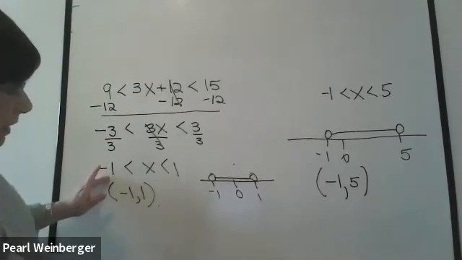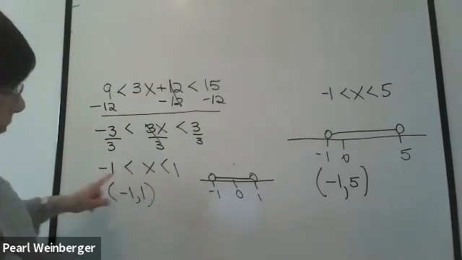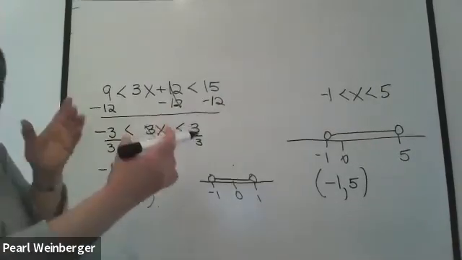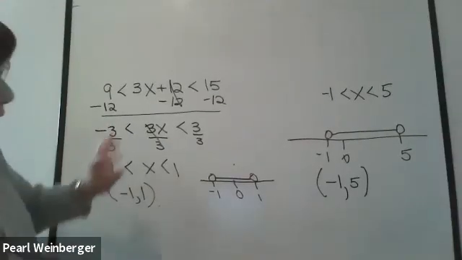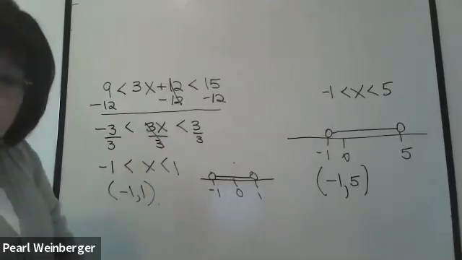It just has to be that the smaller number is on the left. If this is 1, then this is going to be a negative. But if this is 15, this could be just a 10. You could have numbers between 10 and 15. As long as this number is the smaller number, and this number is the larger number, the smaller number is always on the left, regardless of the sign.